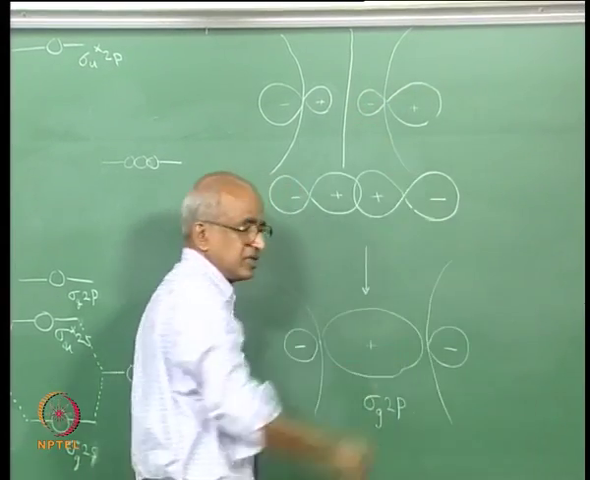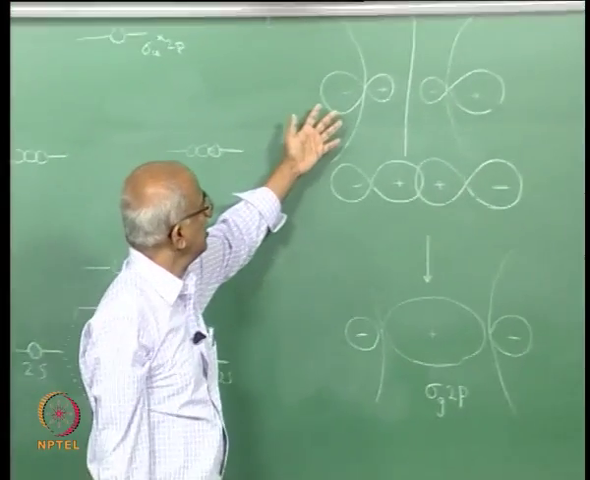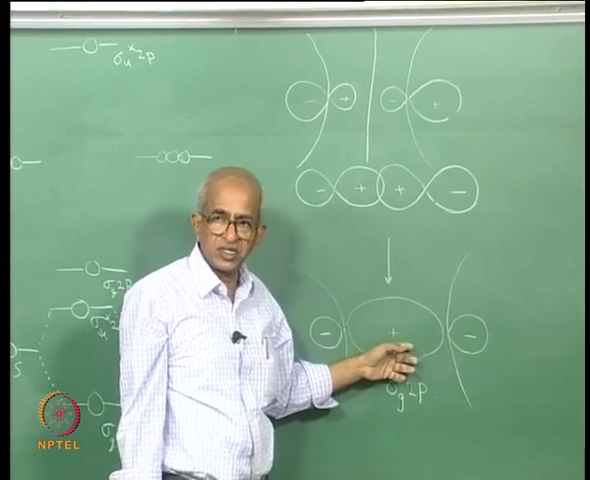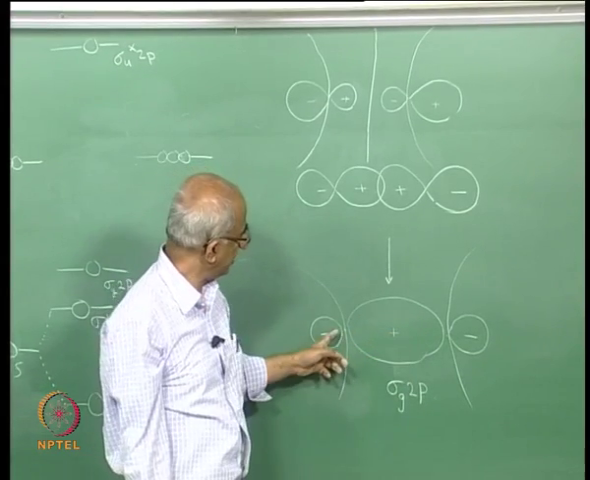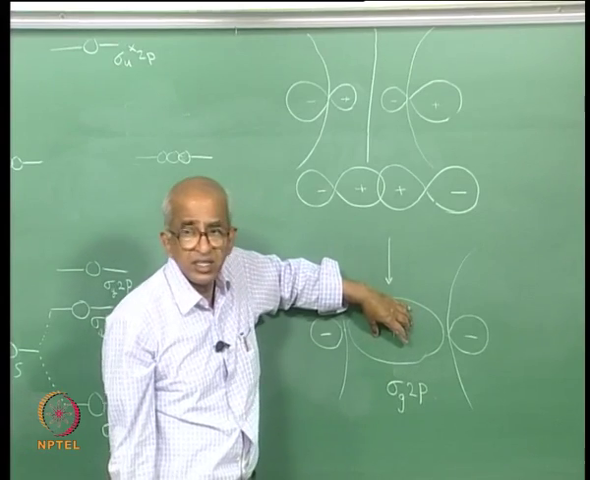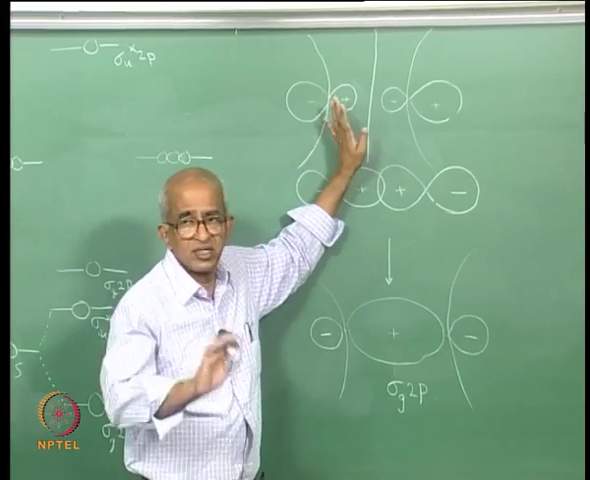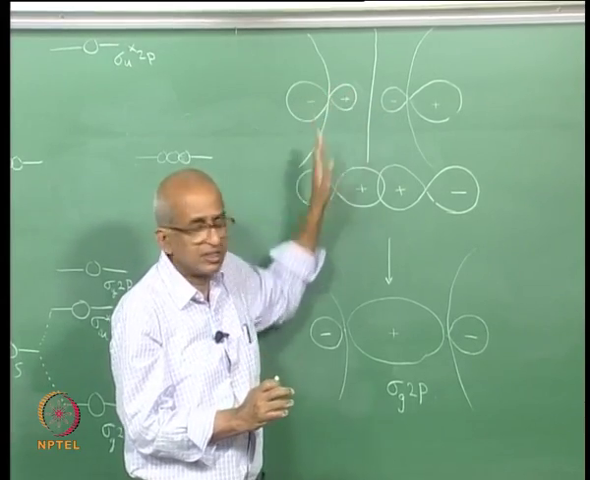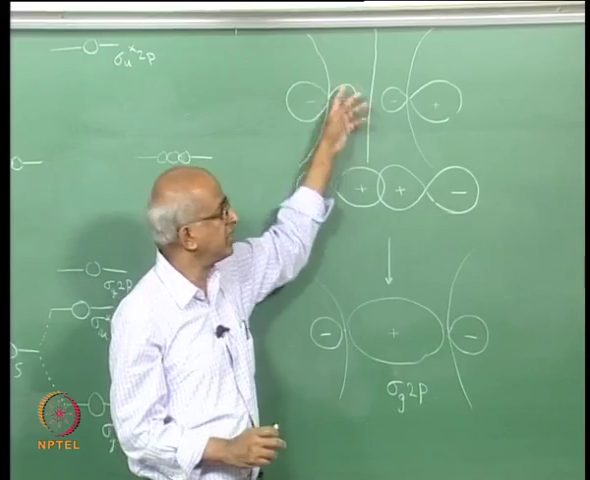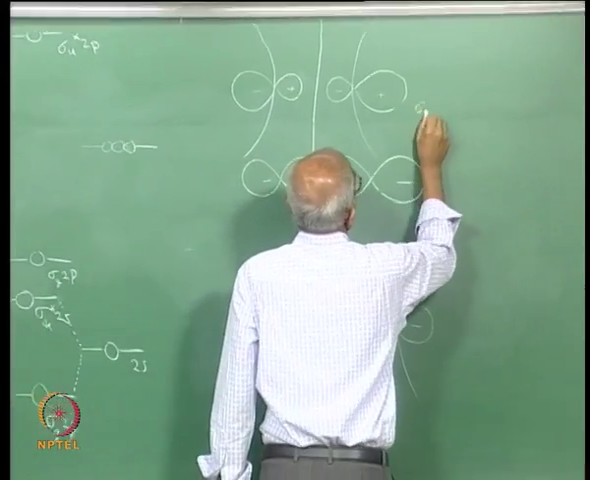So, therefore, this has three nodes, and that essentially is the reason why this is not bonding, while this one actually is bonding. Of course, you could also say that if you put electrons into this orbital, the electron density goes into the internuclear region, while if you put electrons into that orbital, electron density does not go into the internuclear region, and therefore, this is bonding while that is anti-bonding. So, this one we will call sigma u star 2p.